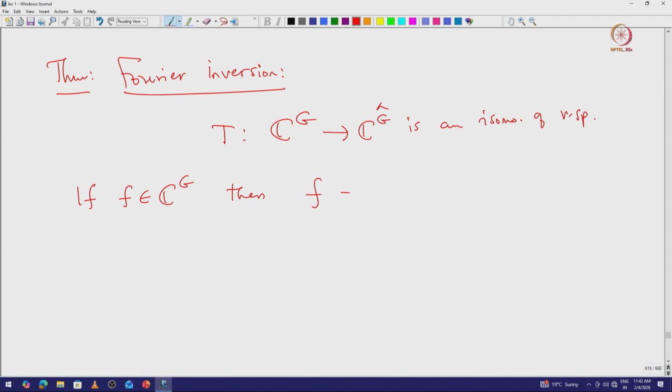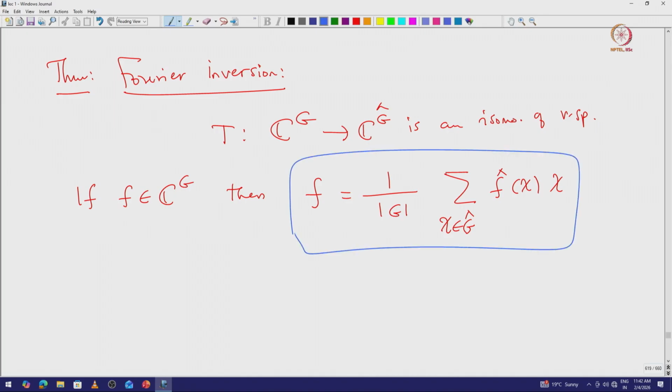So, one can completely recover f from f hat using the following formula: f equals 1 divided by the cardinality of G, times the summation over chi in G hat of f hat of chi times chi. So, this formula tells us how to recover f from f hat. This is a straightforward computation.